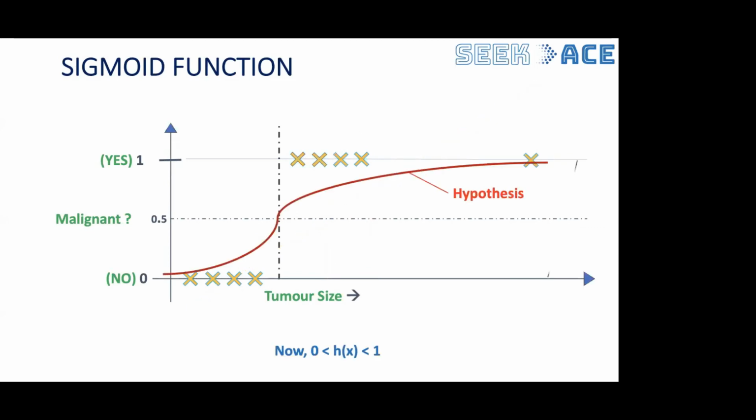This is a sigmoid function, and it looks like this. When x is small, h theta x will be 0, and when x is very, very big, it will go to 1.